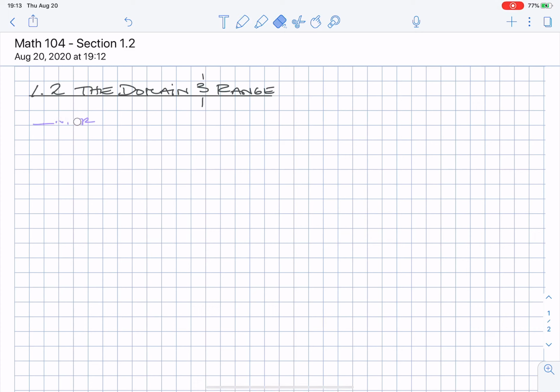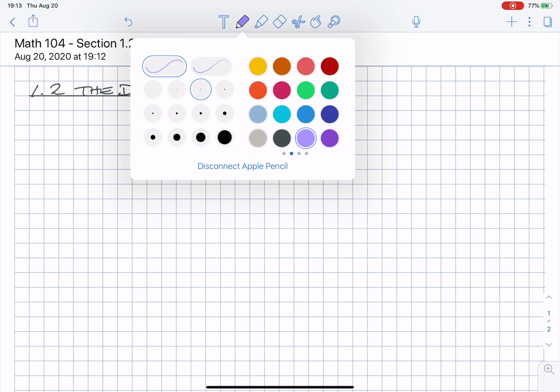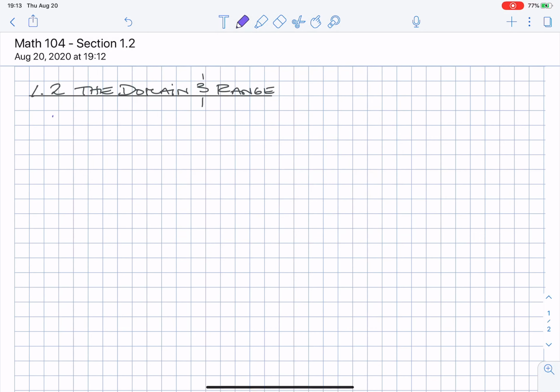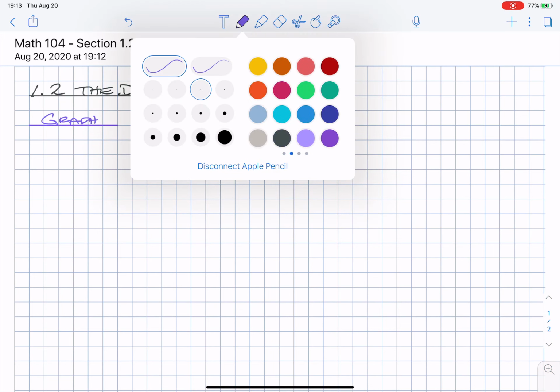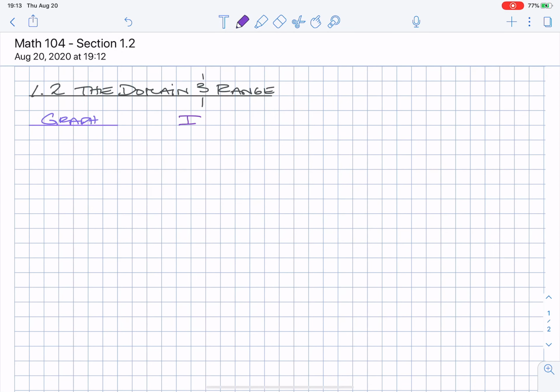Oh, okay, so I think I'll do it this way. We're going to look at the graph. Then we're going to look at interval notation of that graph. And then we're going to look at set notation for the same interval.